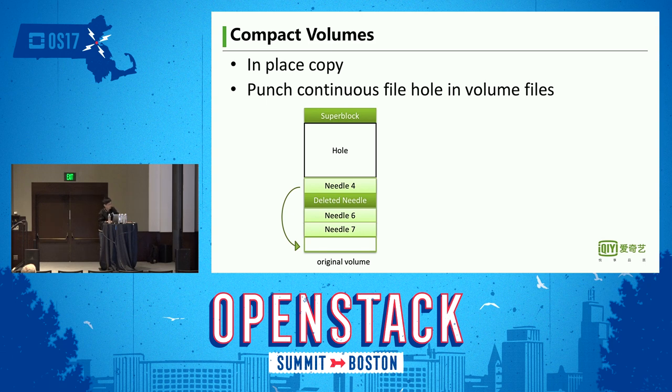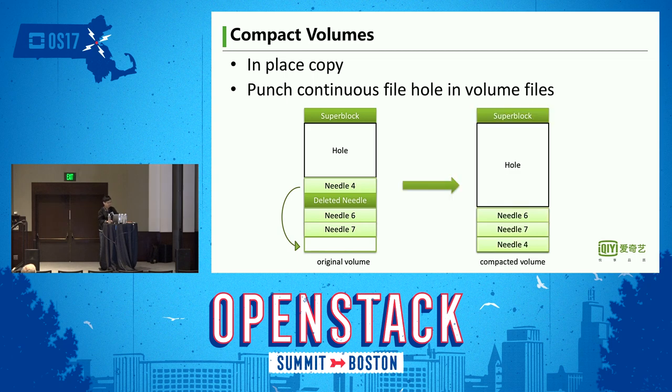Here, the diagram will show how it works. First, you move the valid files to the end of the volume, ignoring the deleted needles, and then punch a continuous hole. This will be very simple to implement, and there's no need to implement complex concurrency control logic.